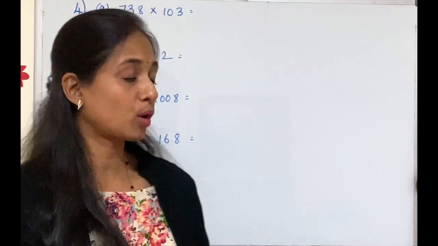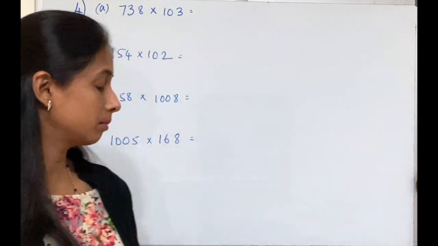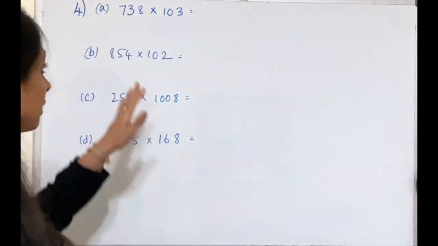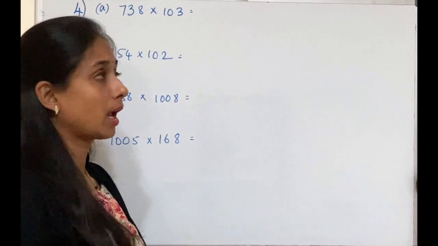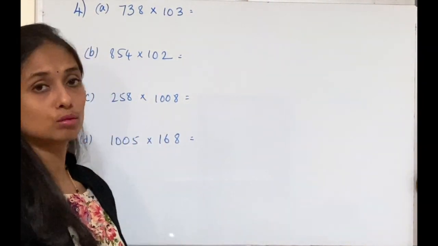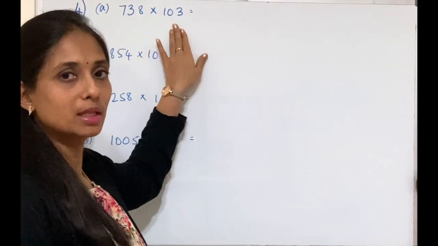Let's do the fourth problem. We have to solve these sums using properties. Any suitable properties. First one we have 738 into 103. So what property can we use to do this? We have 103, so I'm going to write it as 100 plus 3.